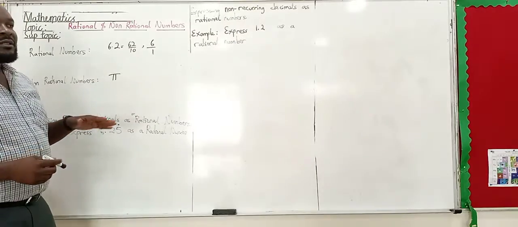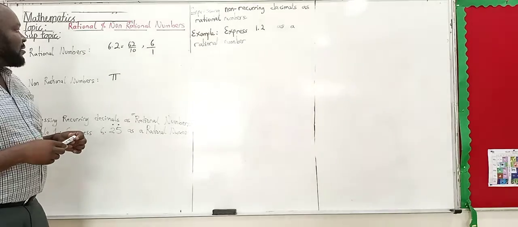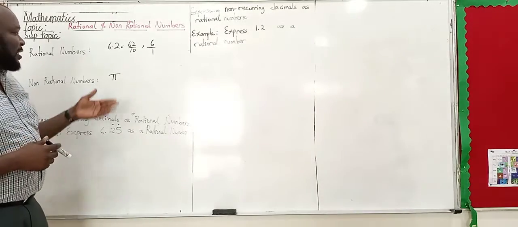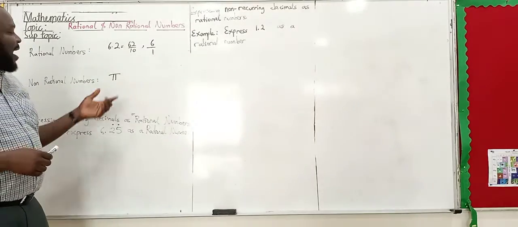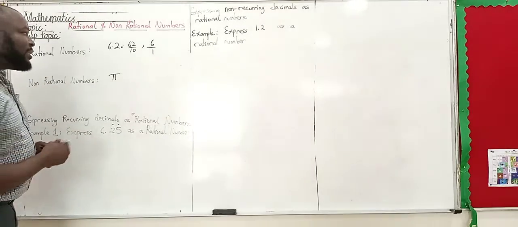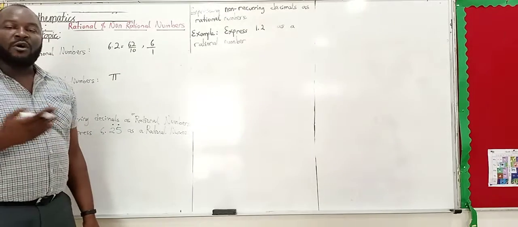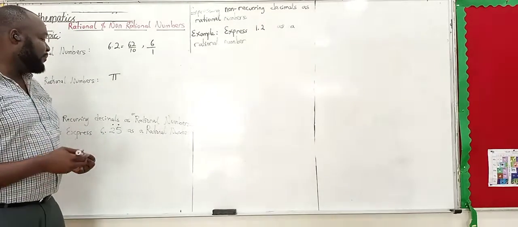While non-rational numbers cannot be expressed as a fraction. An example is pi. Pi as a symbol is a non-rational number, but when changed to 22 over 7 or 3.142, it becomes what? A rational number.